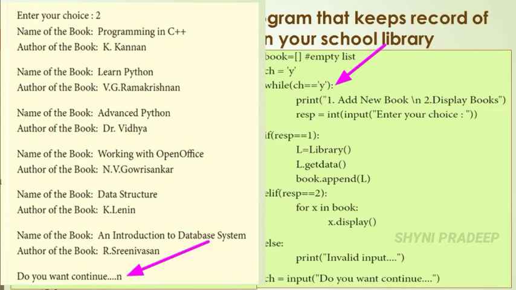Okay. If you want to add a new book, you have to select choice 1. If you want to display the existing books, you have to select choice 2. After all the execution, if you don't want to continue, you just press N from the keyboard to stop your program. If you want to add a new book again or display books again, here you have to type Y. But if you don't want to continue, you have to press N from the keyboard. Okay, so this is the output.